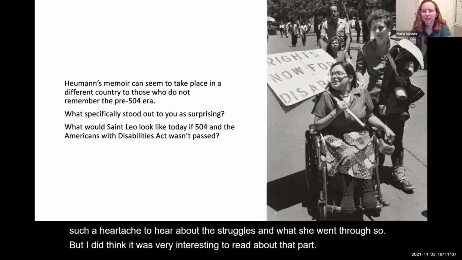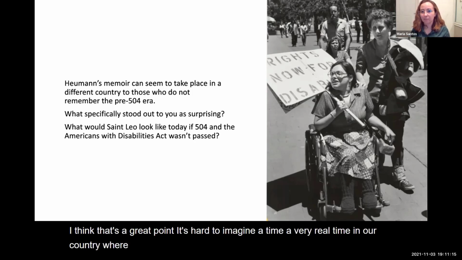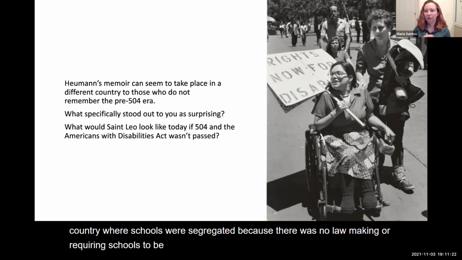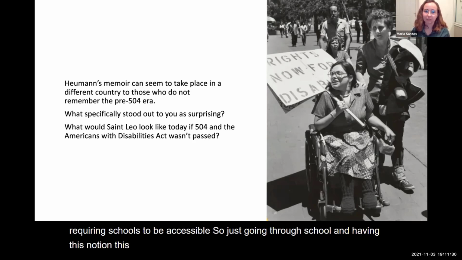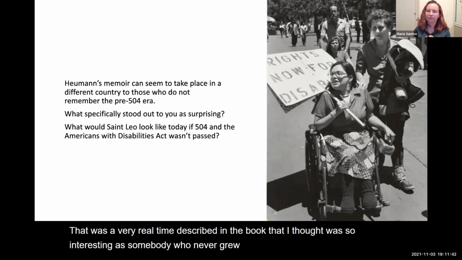Yeah, I think that's a great point. It's hard to imagine a very real time in our country where schools were segregated because there was no law requiring schools to be accessible. So just going through school and having this notion, this failed and discriminatory practice of "separate but equal" in quotation marks. That was a very real time described in the book that I thought was so interesting, as somebody who never grew up in a school system like that.